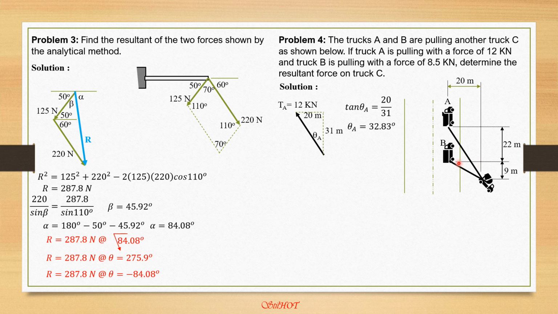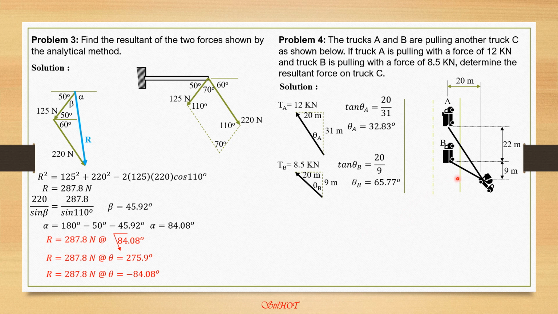Then for this right triangle here, for truck B, 8.5 kilonewtons the tension. This is also 20, and we have 9, and call that theta B. So this is a right triangle, so tangent of theta B is 20 over 9. So theta B is arctan of 20 over 9. So theta B is 65.77 degrees.